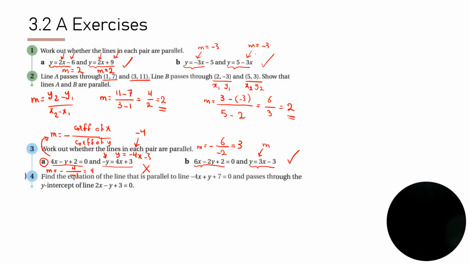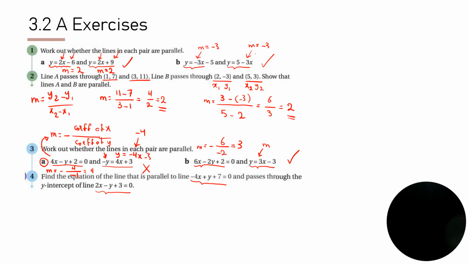Question 4. Find the equation of a line that is parallel to the line -4x plus y plus 7 equals 0 and passes through the y-intercept of this line.